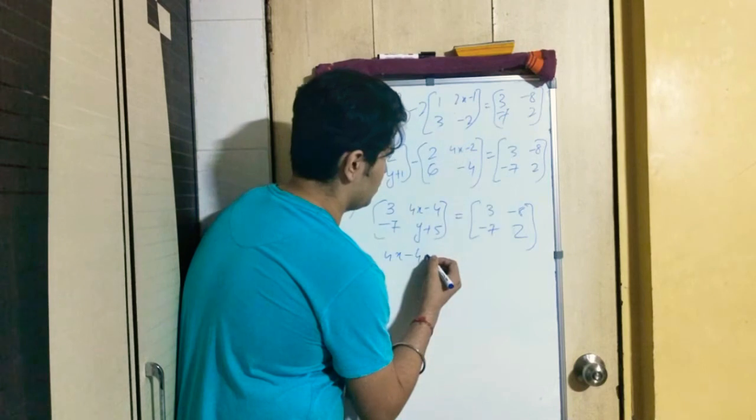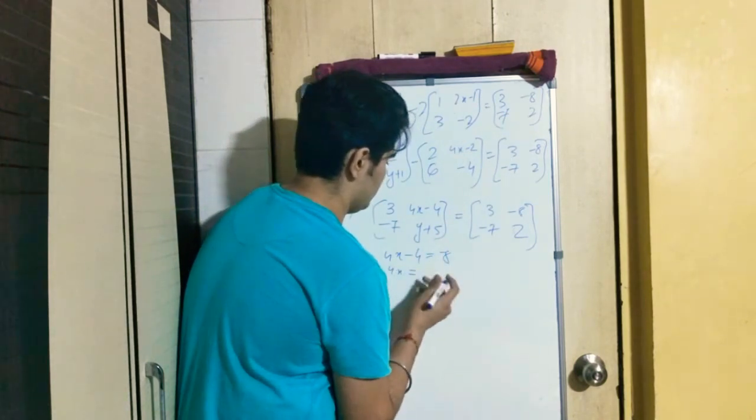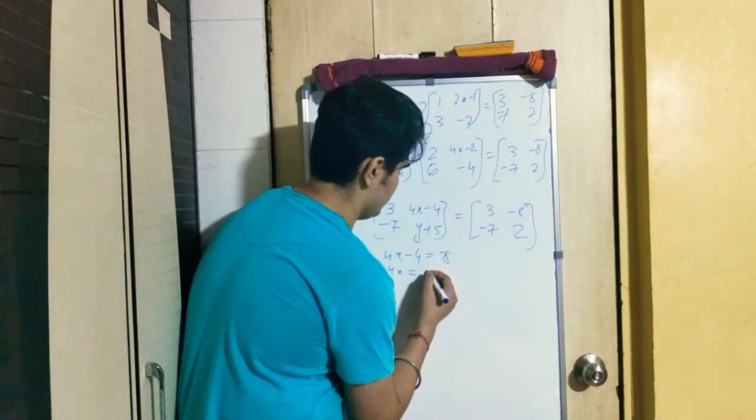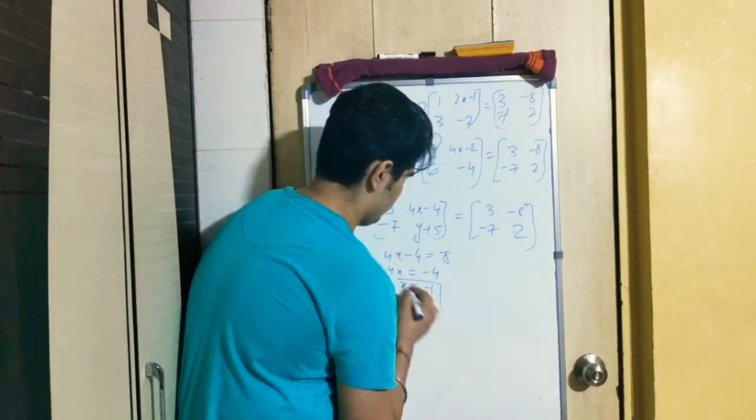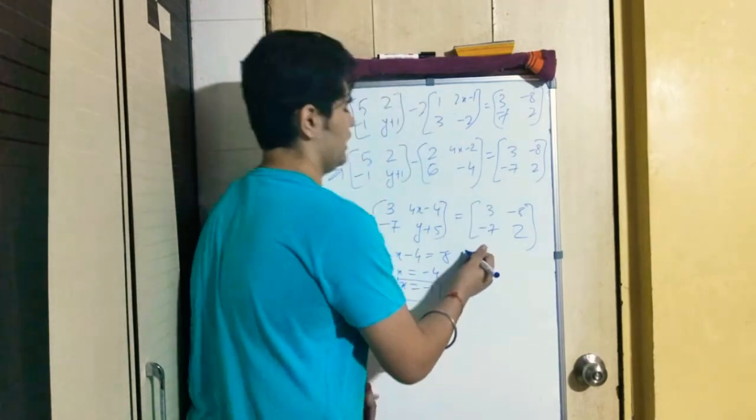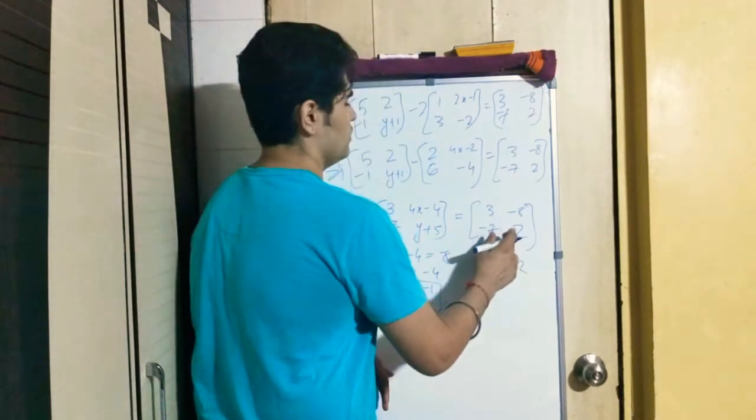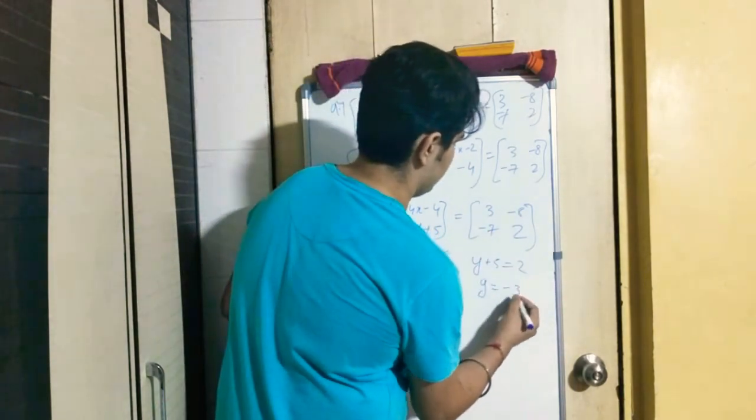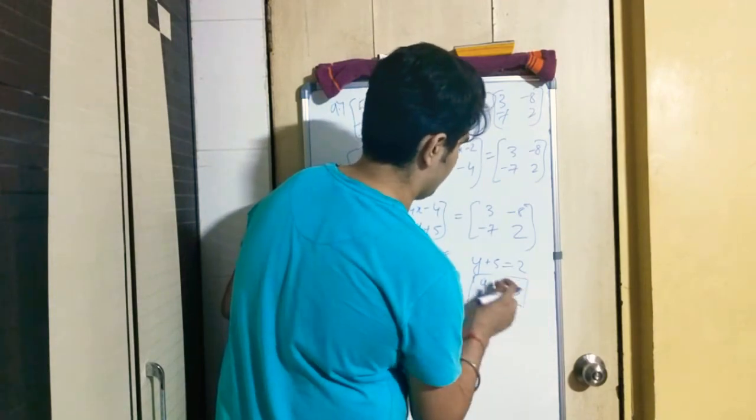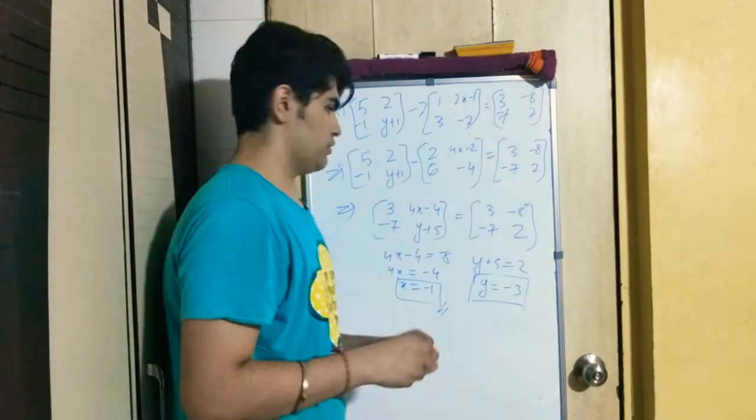4x minus 4 is equal to minus 8. So 4x is equal to minus 8 plus 4, which is minus 4. 4x is equal to minus 1. This is the first x term we get. Then y plus 5 is equal to 2. Here it is 2. So y is equal to minus 3. So I hope you have understood it. You can copy it down.